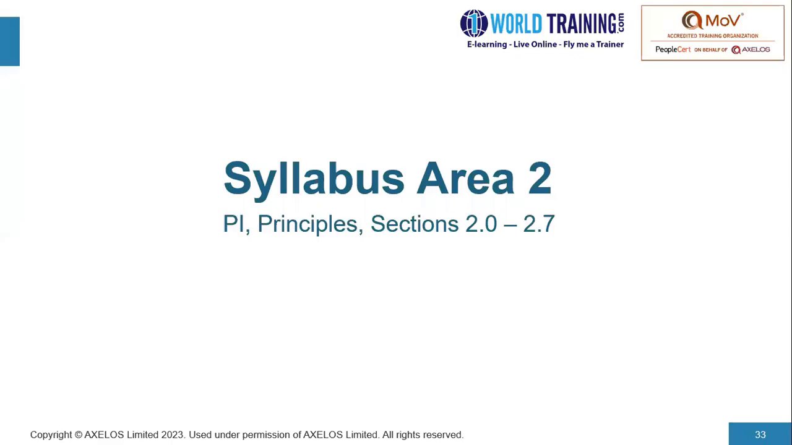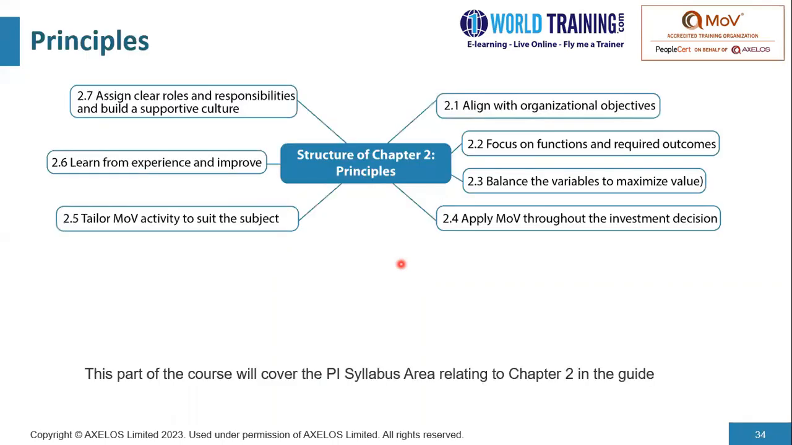Welcome to module number 2. In this module, we would cover syllabus area number 2. Syllabus area number 2 would cover principles from sections 2.0 to 2.7 of the guide. So these are the principles and the sections that we're going to cover.